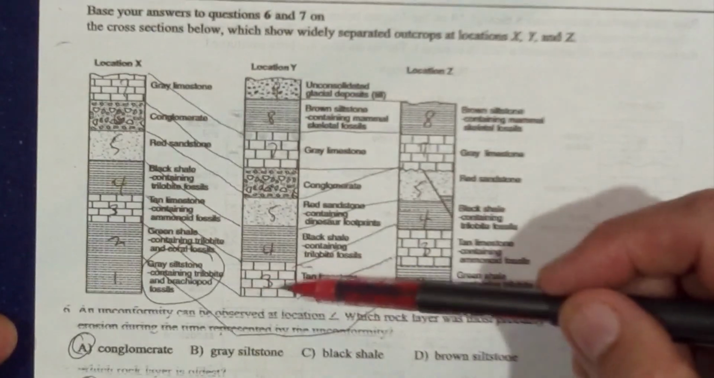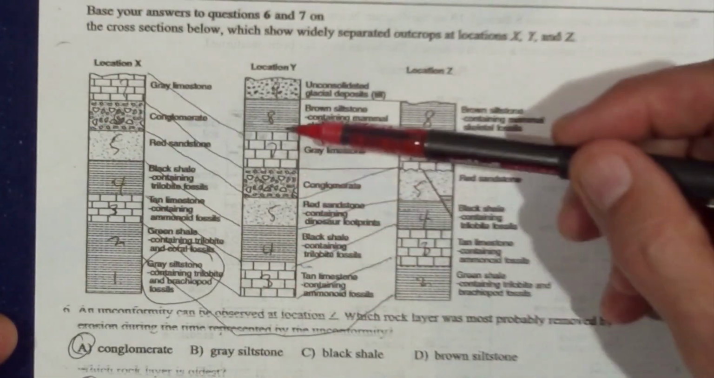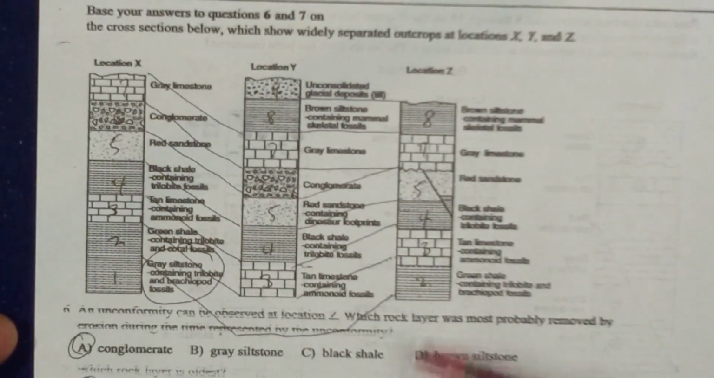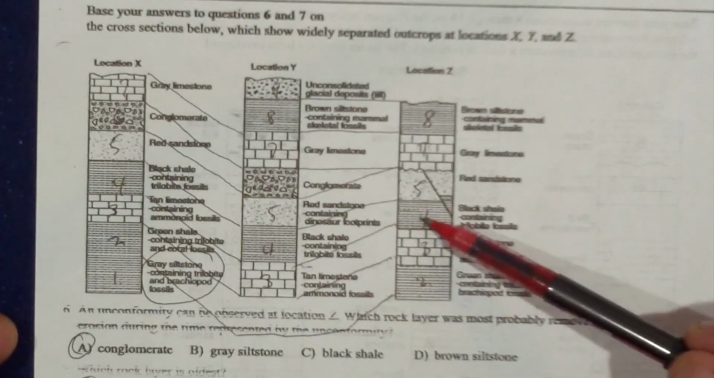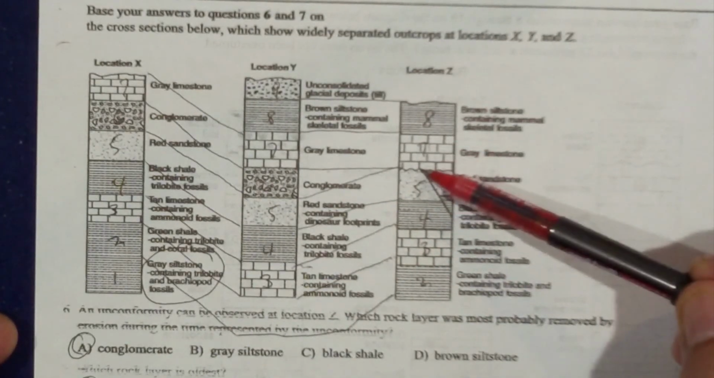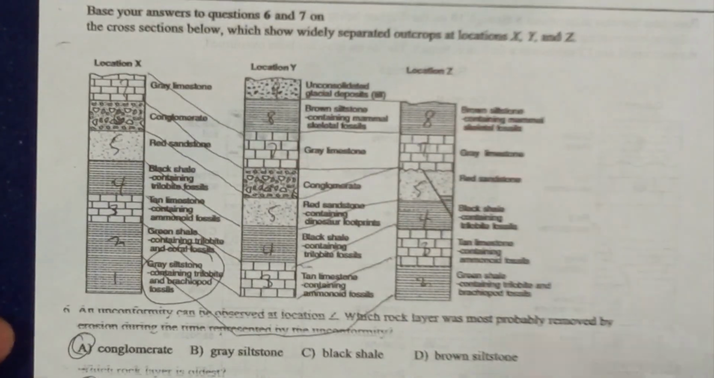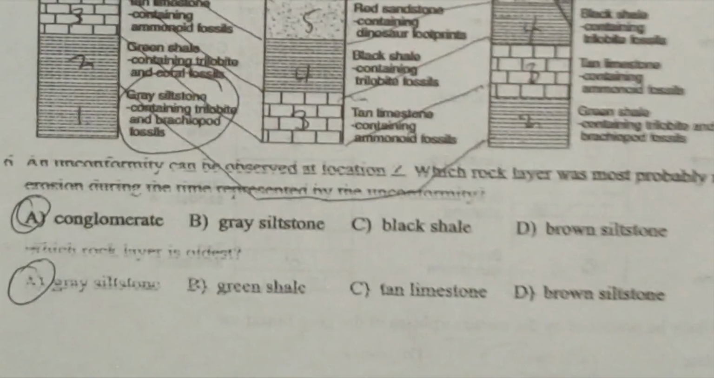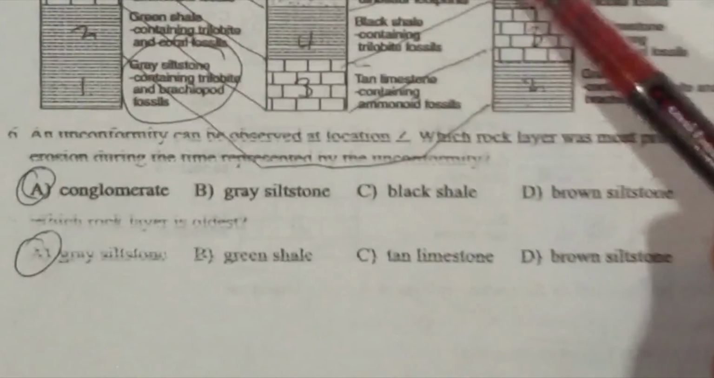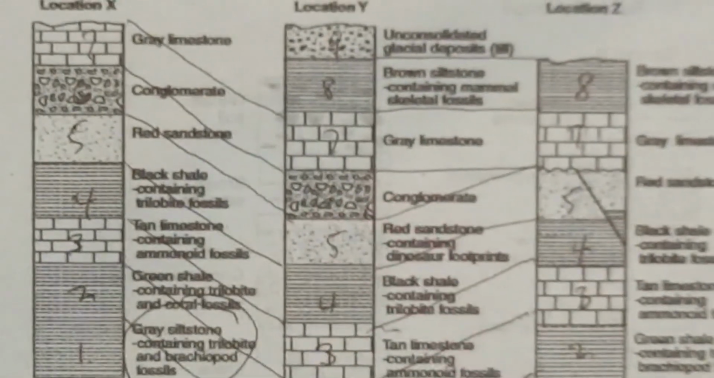I can see the 3 ties up here, 3, 4, 5, 6, 7, 8, 9. No unconformities there. Then I see the 3 matches up here, 4, 5. Here's an unconformity right here, so I left that as the 7 that matched up here and the 8. An unconformity can be observed at location Z. Which rock layer was probably most likely removed? And we can see that is the conglomerate right there.